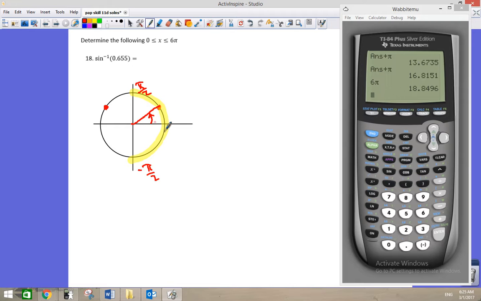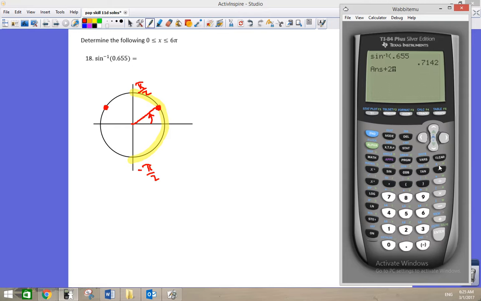and it's going to return this value right here. So then, like I say, we're expecting 6 solutions, 3 of them originating from this point and 3 of them originating from that point. So all I have to do once I find that angle is then find 2 more coterminal angles that are between 0 and 6 pi. Let's do that. We've got inverse sine of 0.655. So there's a solution to the equation.